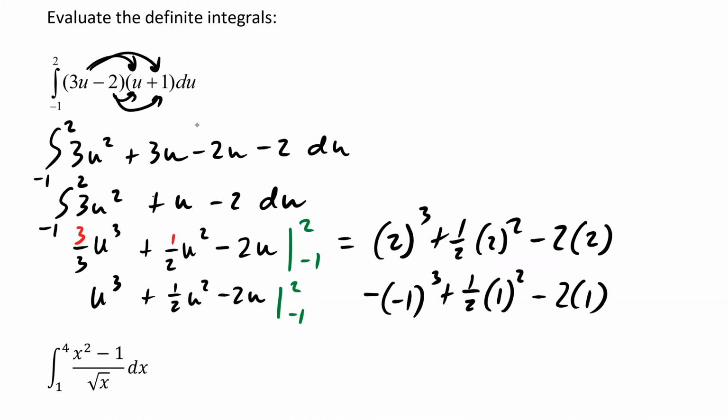So simplify first. That would work the same here. This is the integral from 1 to 4 of x squared minus 1, and then we always rewrite them like this. So this would be from 1 to 4. This is x squared over x to the half minus 1 over x to the half dx.